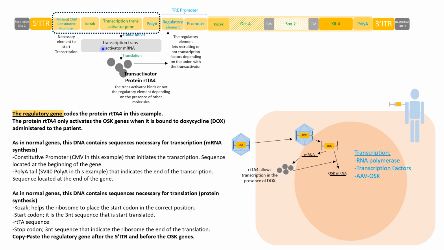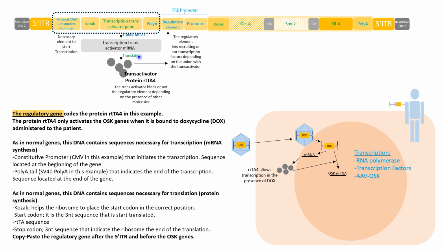We need information for starting the translation. The necessary information is two sequences, the Kozak sequence and the start codon. Sometimes the start codon is inside the Kozak sequence, and sometimes the start codon belongs to the genes. So for initiating the translation, we have the Kozak sequence and the start codon. Both of them are necessary. Then we have the regulatory element genes, and then we have the stop codon. This is easy, right? The stop codon indicates to the ribosome that it has to stop translating.